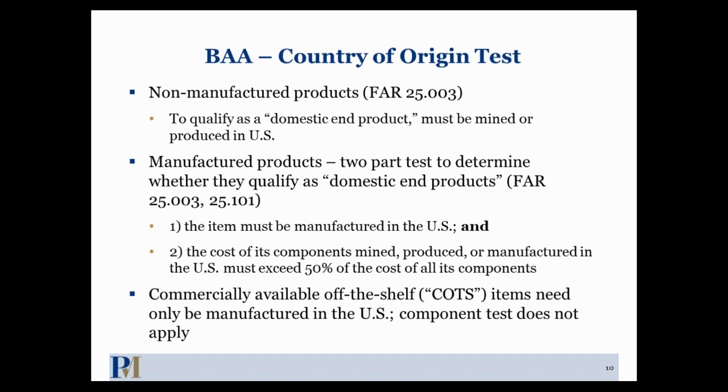So first, for non-manufactured products, to qualify, the product must be mined or produced in the U.S. And then for manufactured products, there's a two-part test to determine whether it qualifies as a domestic end product. First part, the end item must be manufactured in the U.S. and the cost of its components, mined, produced, or manufactured in the U.S. must exceed 50% of the cost of all of the components.